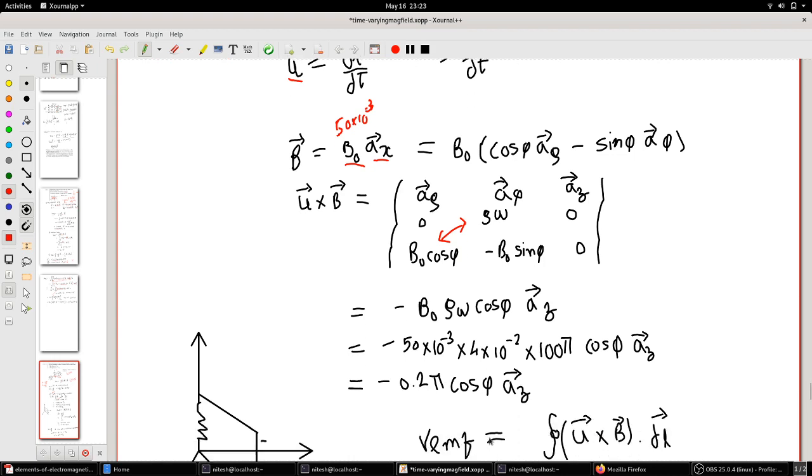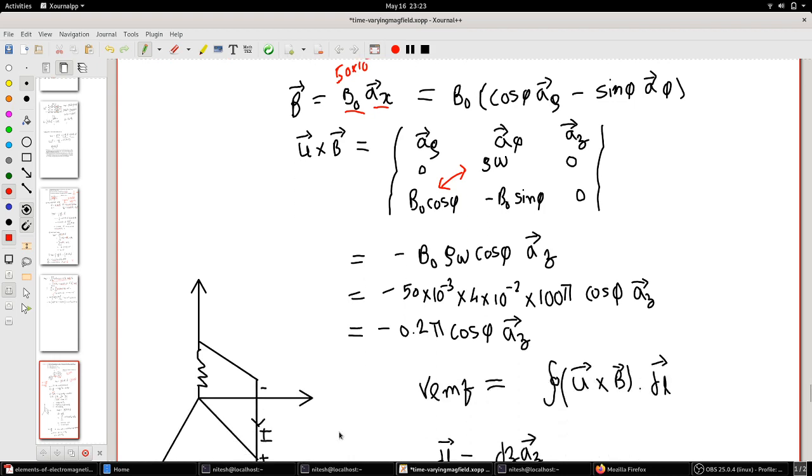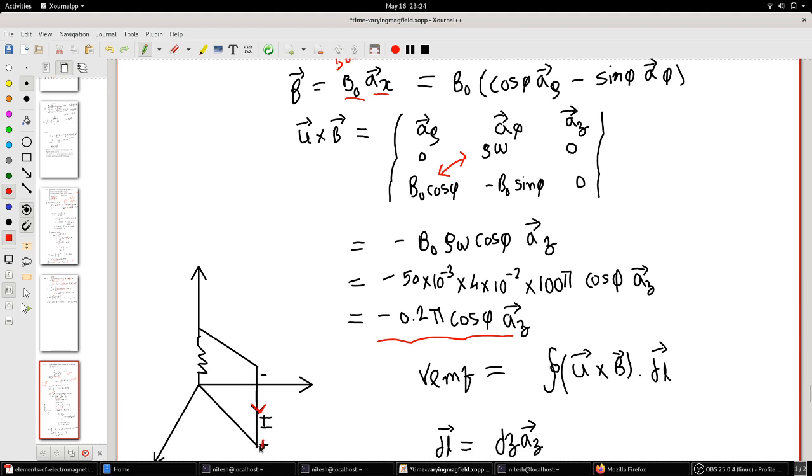Now see this particular scenario: the direction of the current is the same as the direction of U cross B. U cross B is going in the minus AZ direction, which is clear from this. U cross B is minus AZ, right? So it's going down here, something like this. This is how it is moving. So this is my direction of I. Now if this is I, VEMF will be plus and minus.